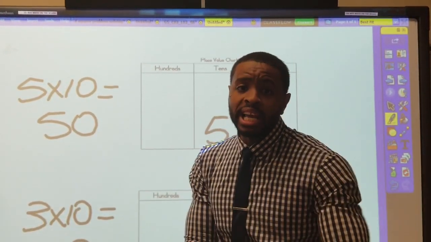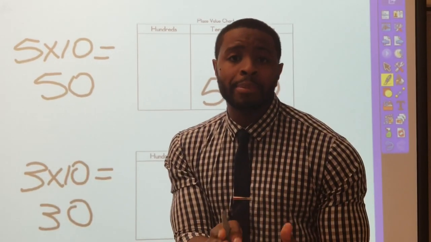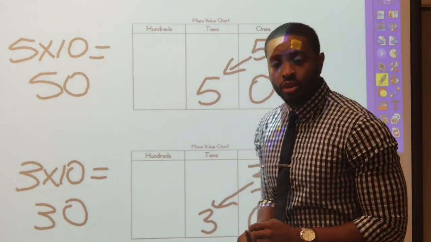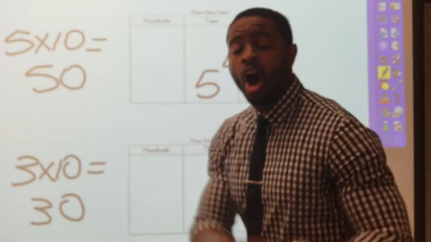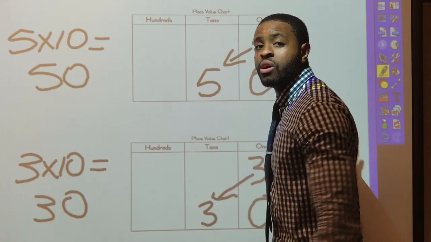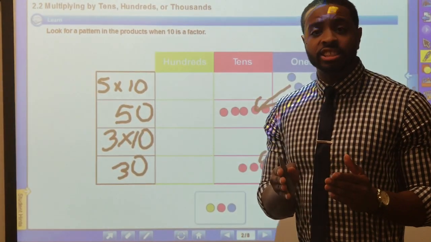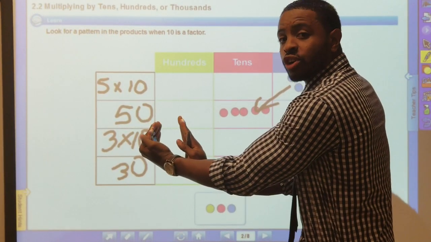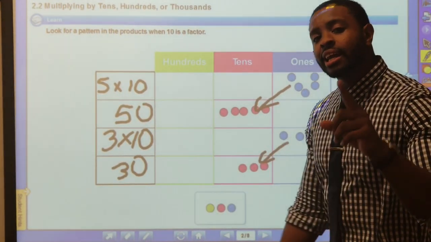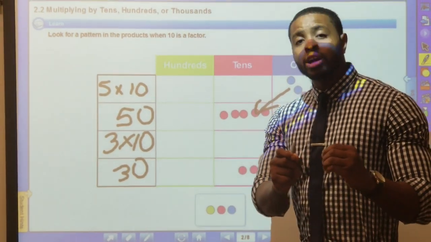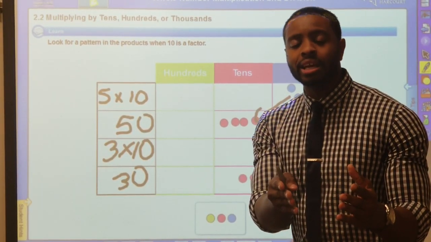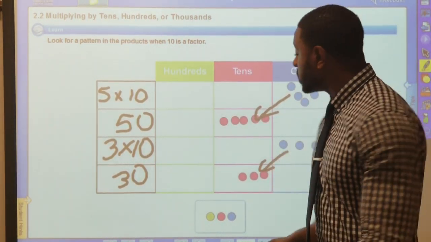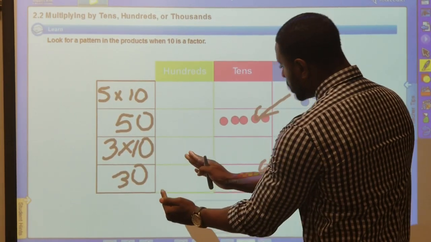So again, before we leave, here's the pattern. When multiplying by tens, all digits shift 1 place value over to the left. Again, when multiplying by tens, all digits shift 1 place value over to the left. So I'm going to say that again. The pattern when multiplying by 10 is that all digits are going to shift one place value over to the left.